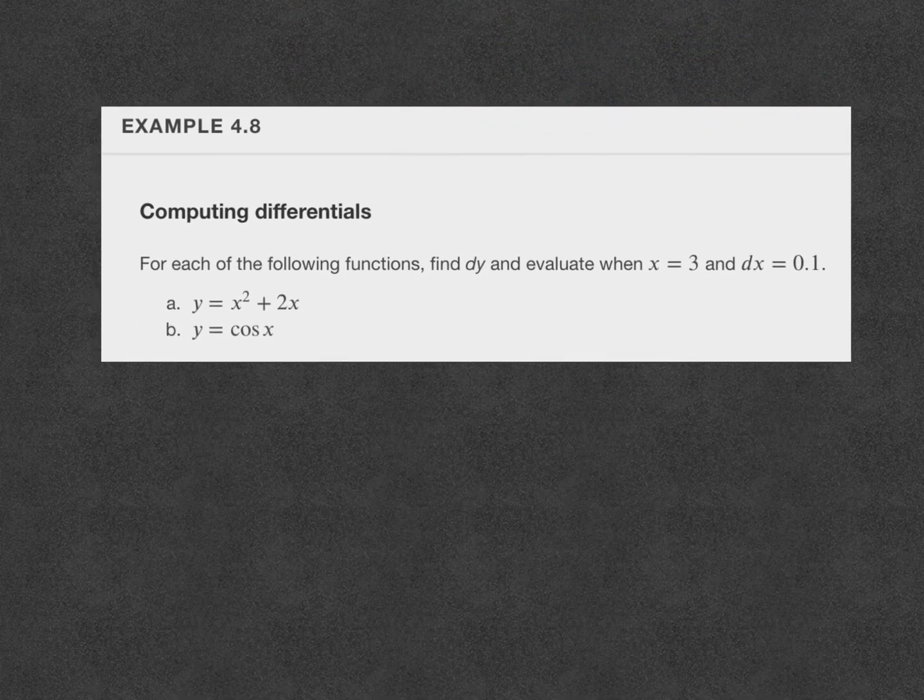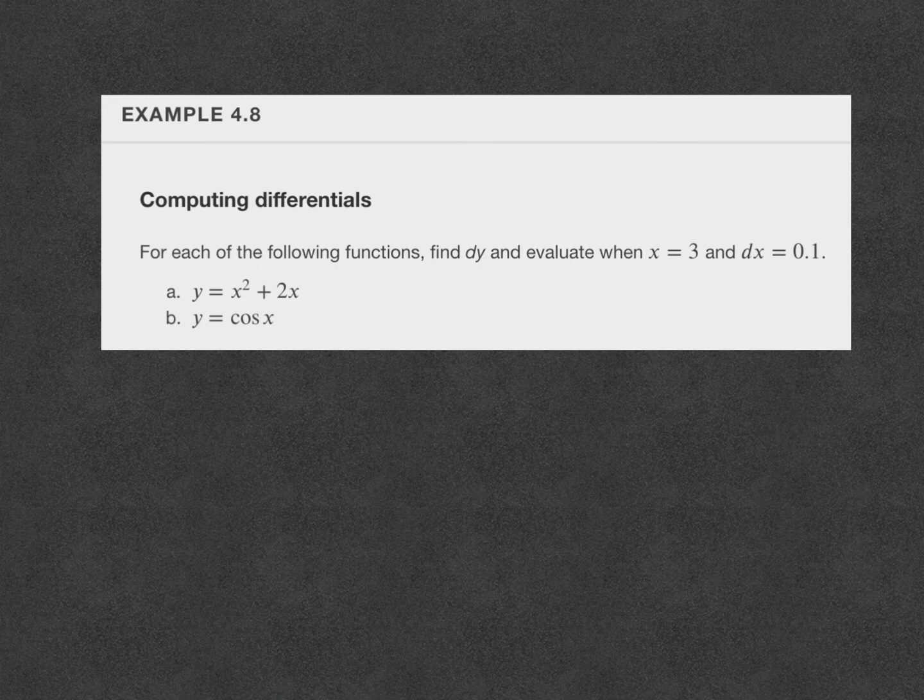Okay, so this is for each of the following functions. We want the differential dy when x equals 3 and dx equals 0.1. So if our x coordinate is 3 and we change the x by a tiny amount, how much does that change the y by? All right, so A. The problem is given as y equals x squared plus 2x. I would prefer to go with f of x equals x squared plus 2x, and then my derivative f prime is equal to 2x plus 2.